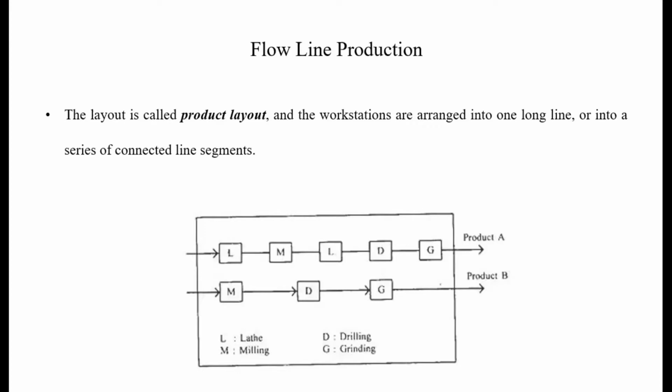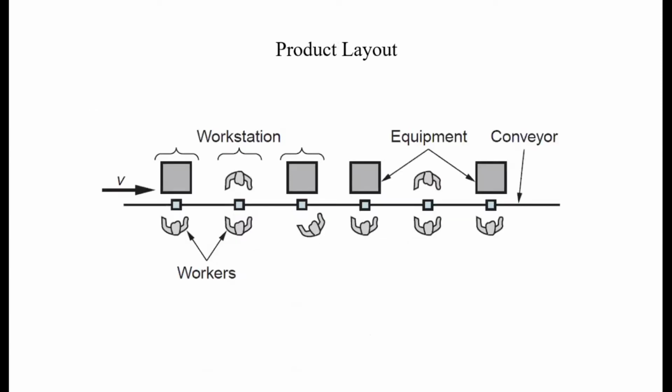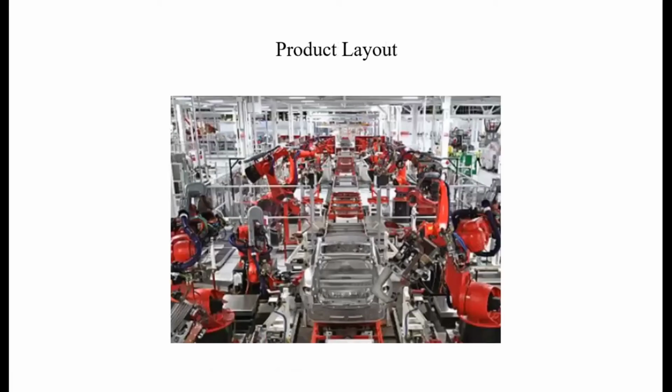The workstations are arranged in sequence in one long line or into a series of connected line segments. The jobs, the work parts, the parts or the products, they are moved through the same sequence of machines, the processing workstations. So this one is the example of product type layout, in which each part, each product will follow the same sequence of processing operations on the same sequence of machines. The one best example of the product type layout is the assembly lines.